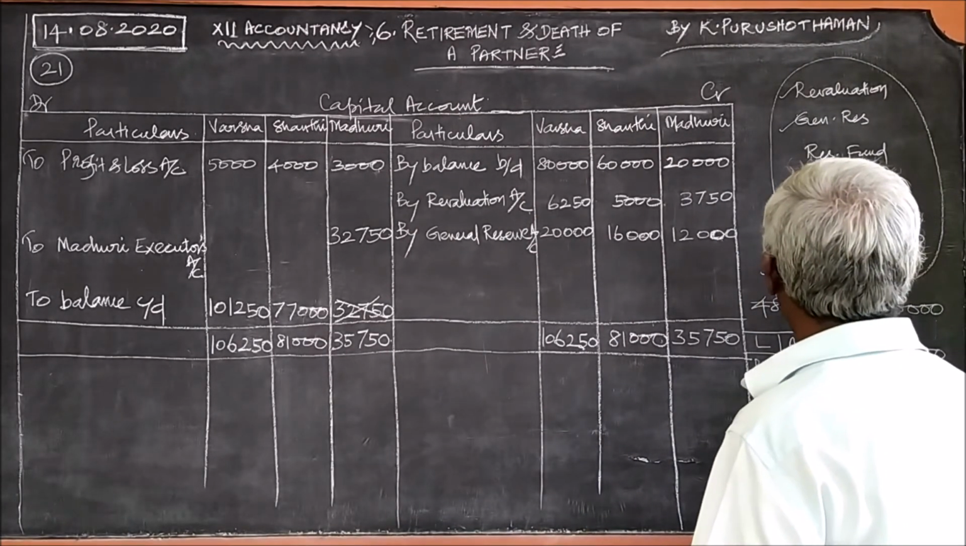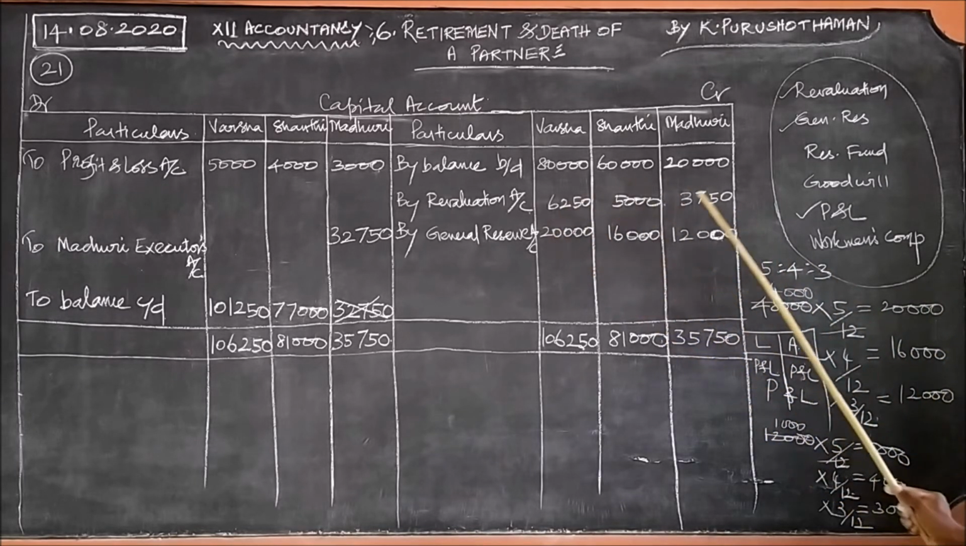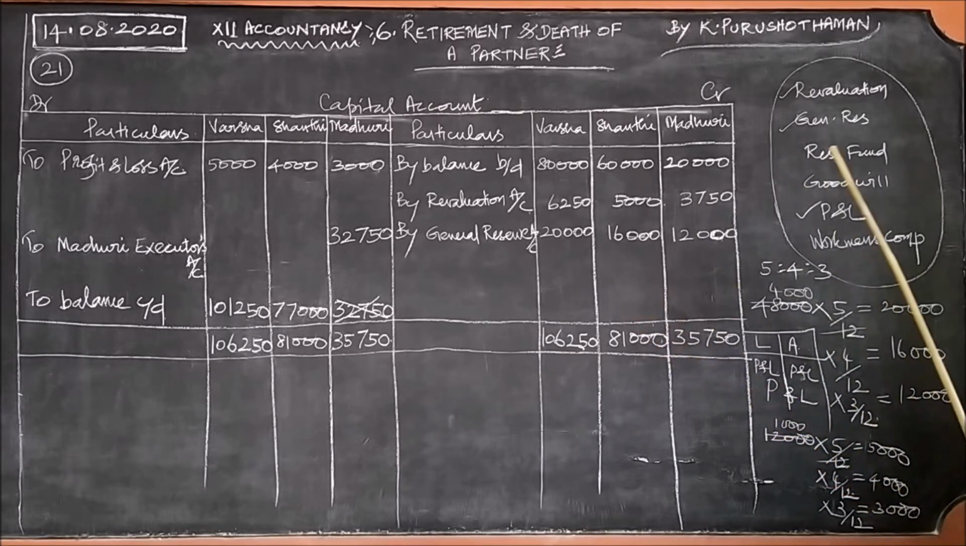Therefore, the general reserve amount of 48,000 should be divided in the ratio 5:4:3. Therefore, 48,000 into 5/12, 4/12 and 3/12. If you simplify and write, it is 20,000, 16,000, 12,000. That's what I always return. Then, after this, there is no reserve fund, no goodwill.